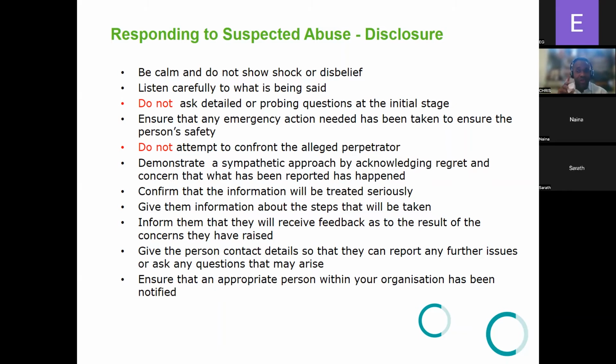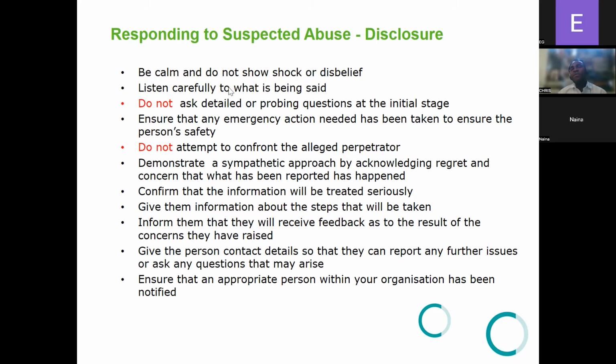The reason is that when you show shock, what they even hope to tell you, they may not be able to tell you because they are thinking, the way he's behaving, he is not going to believe my story. You are going to be shutting the people up. They may not talk again. So you have to be calm and be ready to listen. Then they will talk. Very, very important how to respond to suspected or disclosed abuse.